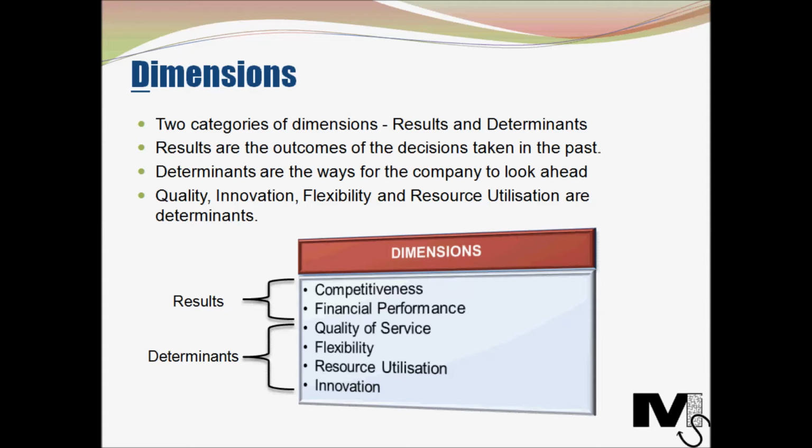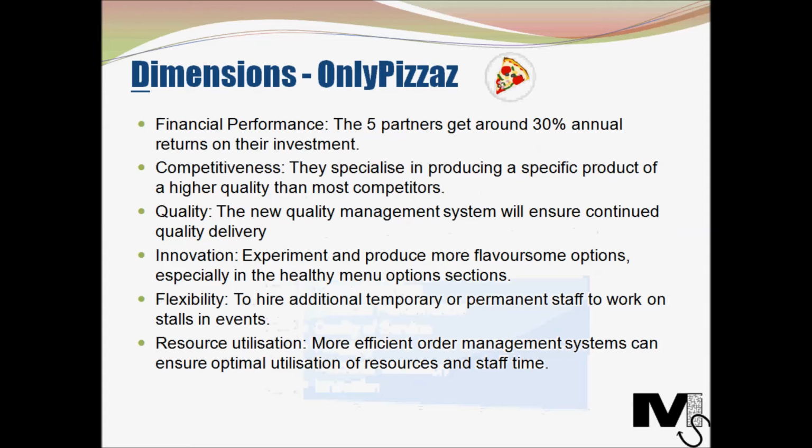Now let's look at our example. Financial performance. Financial statements reveal that the 5 partners of the business get around a 30% annual return on their investment in the business. Other relevant measures include other financial indicators like profitability ratio, net profit ratio, return on investment, and other indicators. So this is the sort of information that you would list under financial performance.